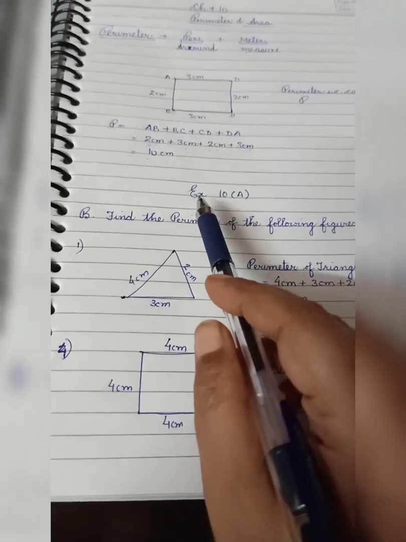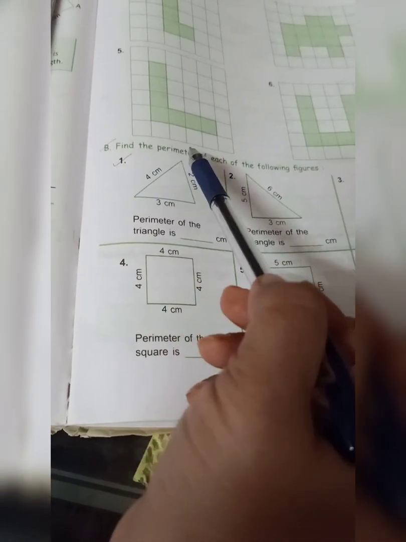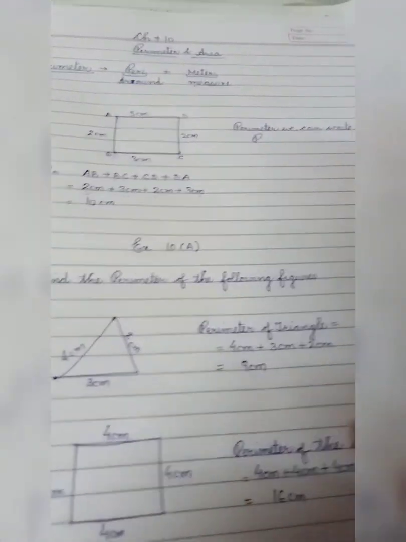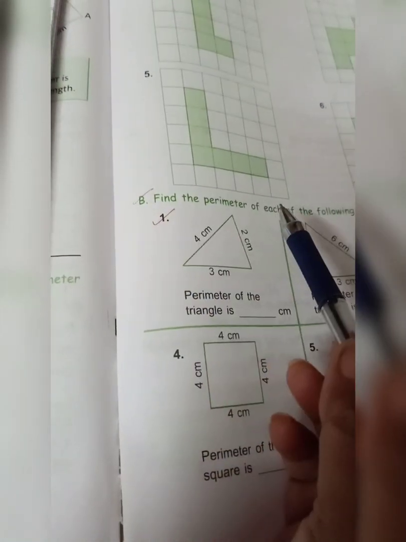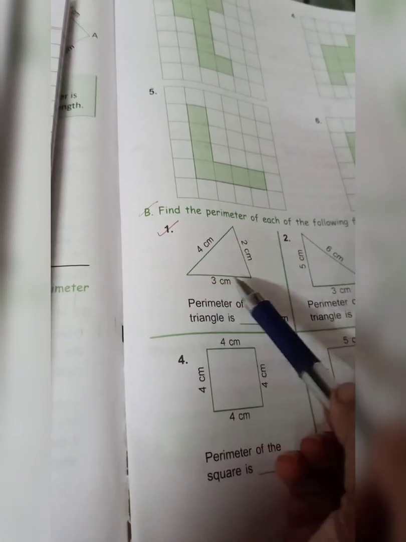Now we will start exercise 10A. Part B is there in the syllabus. Exercise 10A part B. Find the perimeter of each of the following figures. So just see, in the first question we have given a triangle. All of you know what is a triangle, which is having 3 sides.